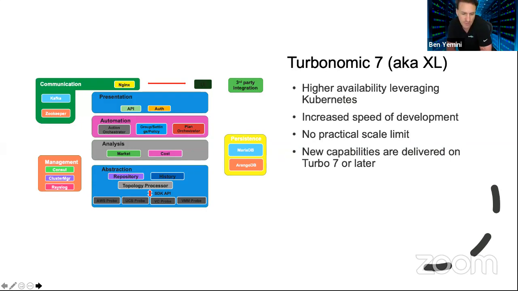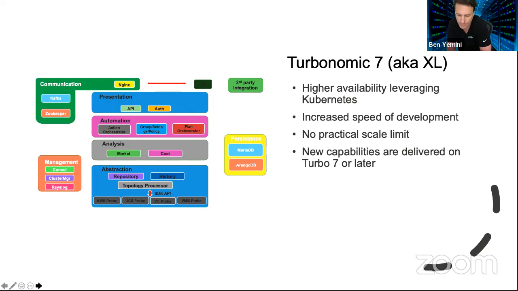So starting with leveraging Kubernetes for higher availability. We rely on Kubernetes to make sure that the components are restarted and scheduled based on the resources and the limits that they need. It also allows us to develop at a much higher speed. We've got a separation of concerns, so we can provide capabilities more quickly and also do that with a higher level of quality. From a scale limit, we've now reached a point where there's really no practical scale limit for the deployment size of Turbonomic.